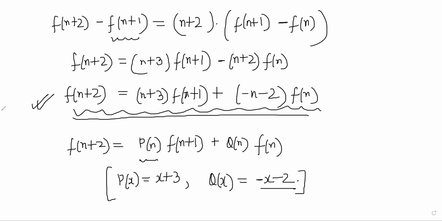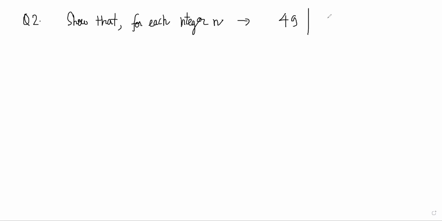So pretty straightforward problem if you realize the difference of functions, right? The next problem is this one. Show that for each integer n, 49 divides 2 power 3n plus 3 minus 7n minus 8.